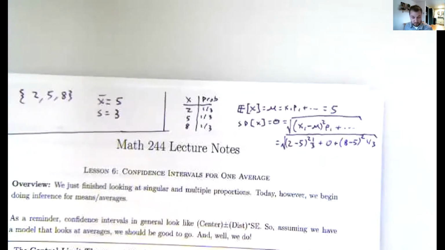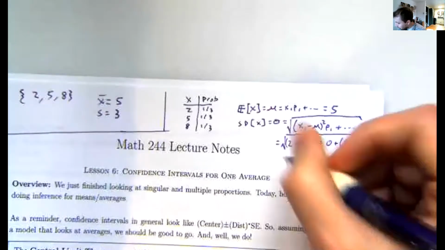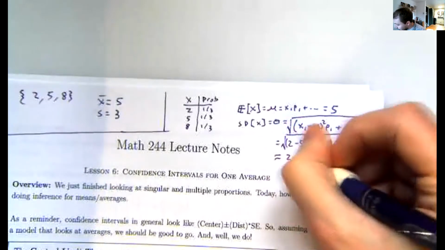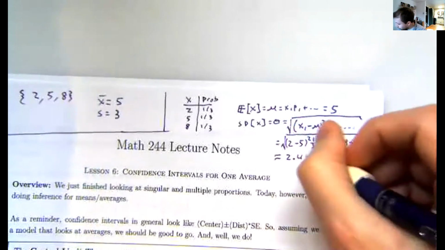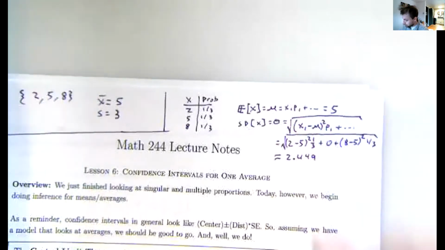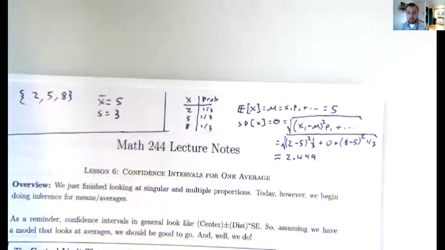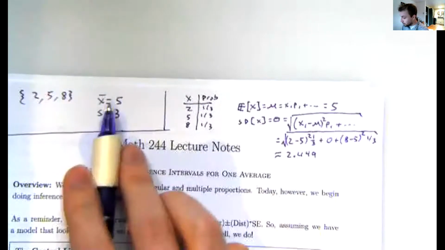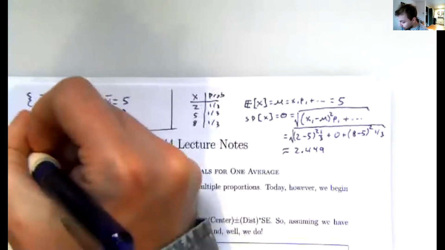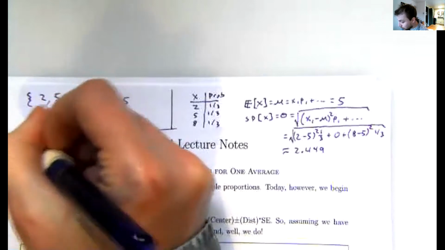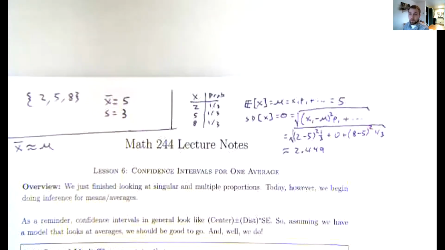I'm typing this into my calculator to get a standard deviation. And when I do so, I get a standard deviation of 2.449. So just as a quick note here, before I try to do anything with today's lesson, it looks like my sample average, x bar, is really, really close to my population average. In a lot of ways, this makes sense.